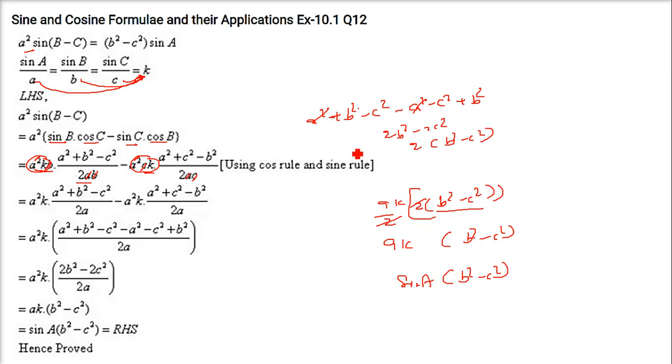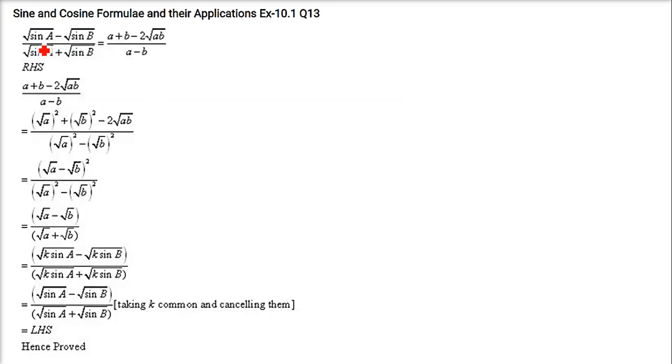This is what we need to prove. Here we have the left hand side and right hand side. We'll start with the right hand side: (a plus b minus 2 under root ab). Now a can be written as under root a whole square, which is equal to a only. b can be written as under root b whole square. And then we have minus 2 under root a under root b. We can write under root ab as under root a under root b.